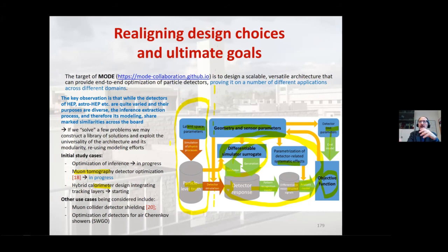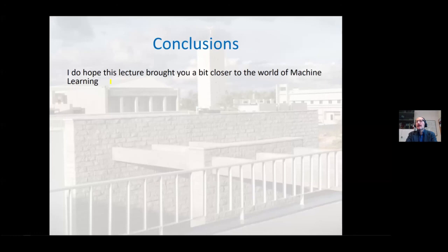And there is a collaboration that I'm the spokesperson of that involves 20 institutions of physicists and computer scientists that are working at these use cases to try and show that we need to have more of this when we design these detectors that cost hundreds of millions of dollars. We want to do it in the most cost-effective and goal-effective manner possible.